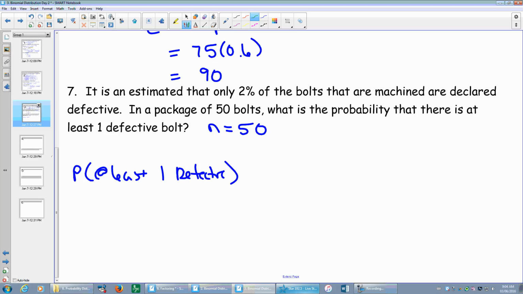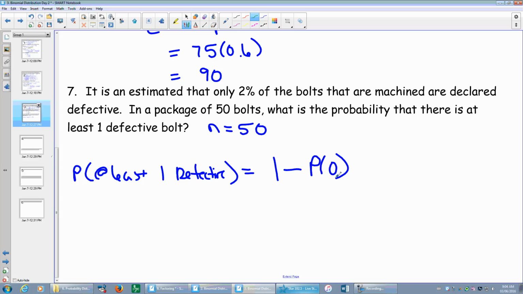So for the probability of at least one defective, Johnny, or Noah, what would I write for this? Like what math would I have to do for at least one defective? If I'm finding at least one, what do I set up here? Am I going to find the probability of 1 plus 2 plus 3 plus 4 plus 5 defective all the way up to 50? So what will I do? Good, so I'm going to take 1 minus the probability of no bolts that will be defective.